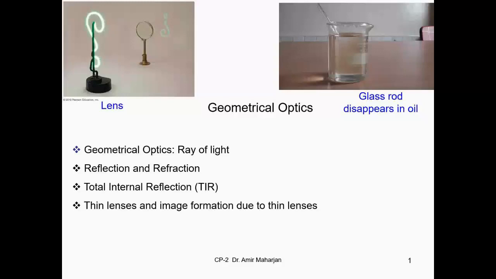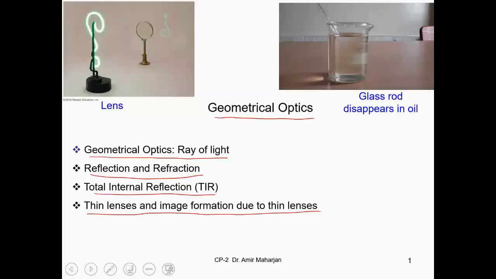Physical optics has parts like interference and diffraction of light, just like you did with sound wave interference. But we're just going to do geometrical optics. So these are the topics: first we're going to consider light as a ray of light, then reflection and refraction, total internal reflection, and the thin lens and the image formation by thin lenses.